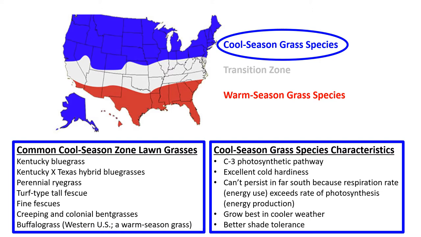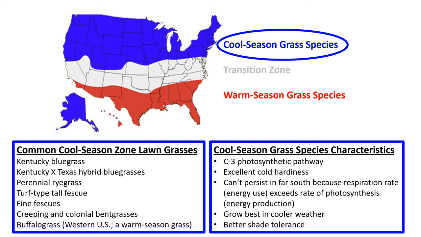Some of the characteristics of cool season species, again, they tolerate cold. They have this photosynthetic pathway that's called C3. So if you remember anything from Hort 100, we have different photosynthetic pathways, C3 and C4, and then one that we would never see in turf, the CAM plants, and those would be your cactus and succulents. But the C3 plants generally have very good cold hardiness.